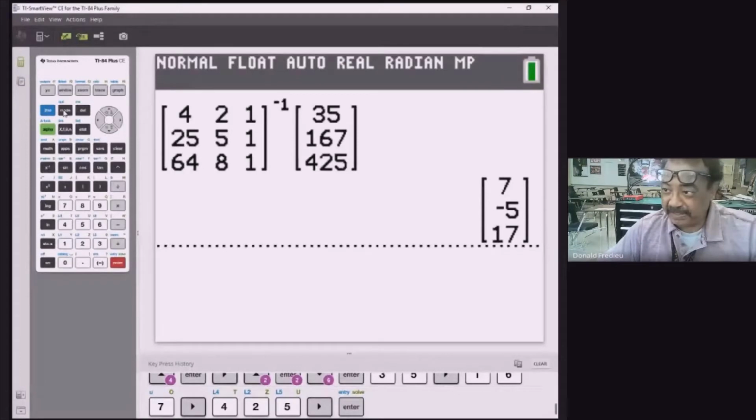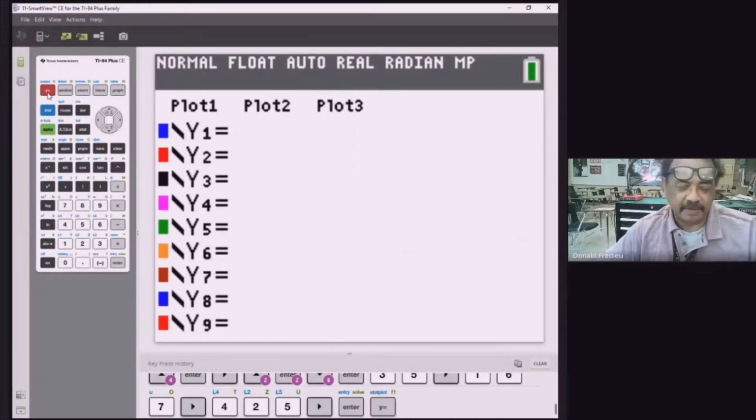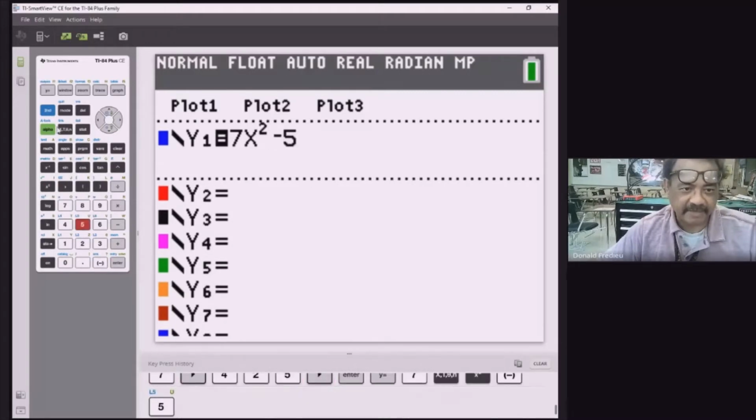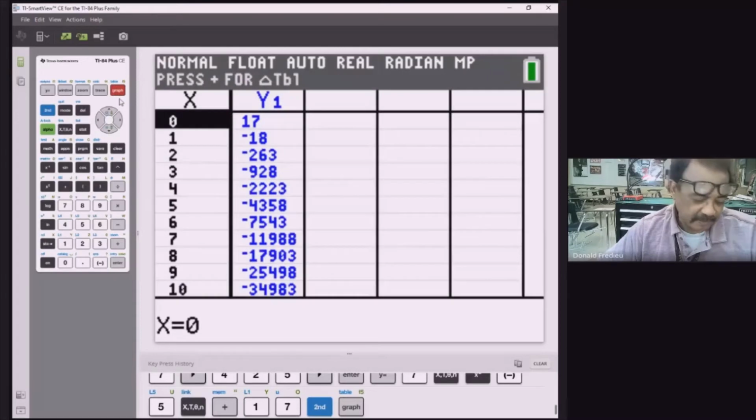I'm going to go into the equation editor. That's what we call y equals, but we'll go there. I'm going to put this in: 7x squared minus 5x plus 17. And then I'm going to look at the table. So second graph. Now my points were 2 and 35.